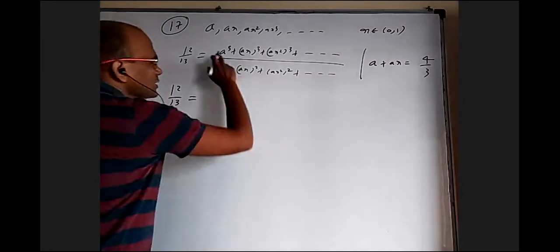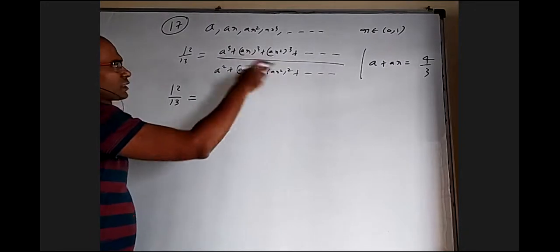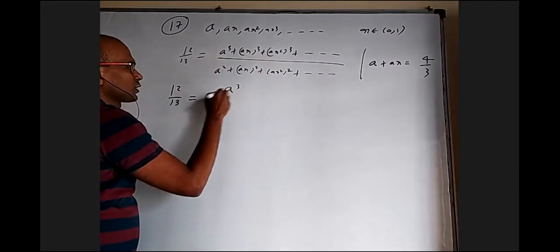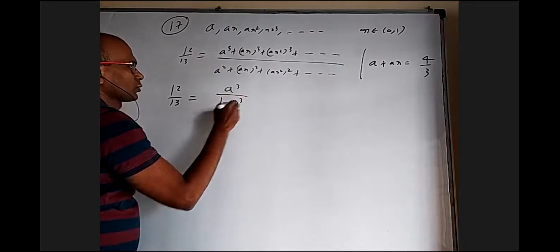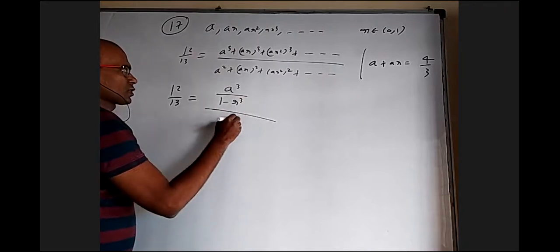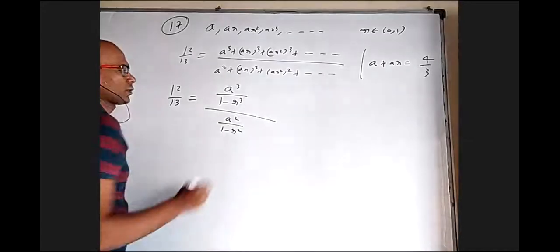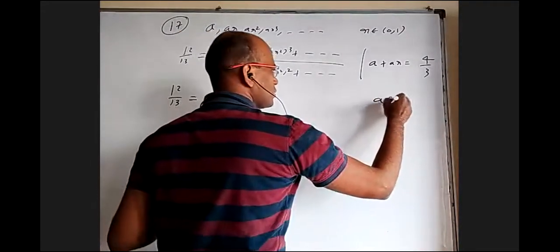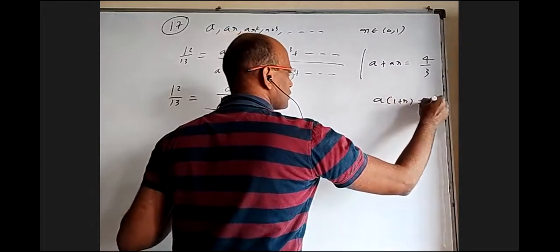Okay, so this is a fresh GP with first term A cube and common ratio R cube. So it is A cube by 1 minus R cube. This is A square by 1 minus R square. And this is A into 1 plus R is 4 by 3.